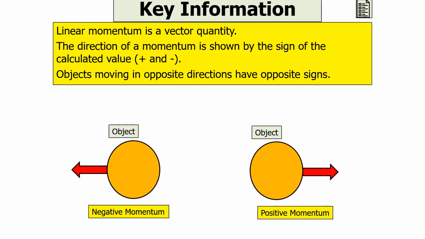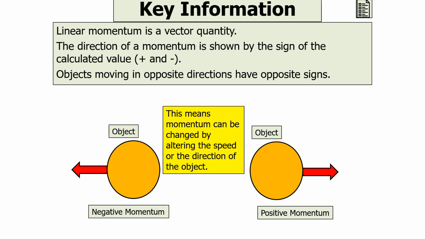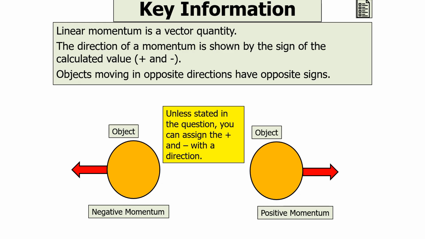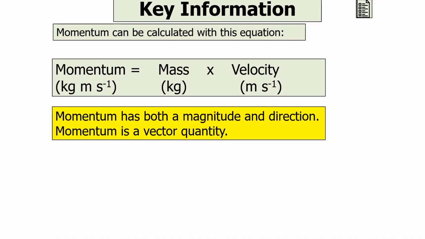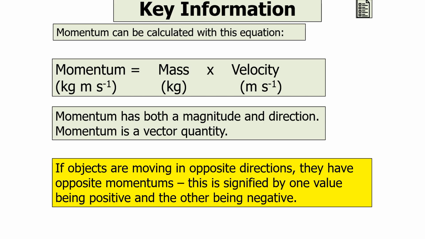The direction of a momentum is shown by the sign of the calculated value, either positive or negative. Objects moving in opposite directions have opposite signs. This means that momentum can be changed by altering either the speed or the direction of the object. Unless stated in the question, you can assign which direction is positive or negative. As we know, momentum is equal to mass times velocity. Momentum has both a magnitude and a direction. It is a vector quantity. If objects are moving in opposite directions, they have opposite momentums, signified by one value being positive and the other negative.